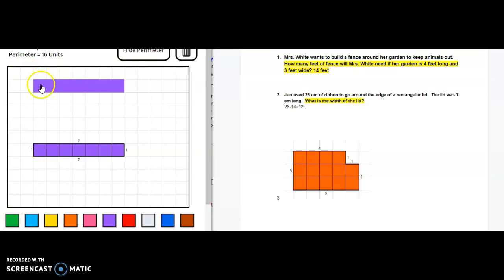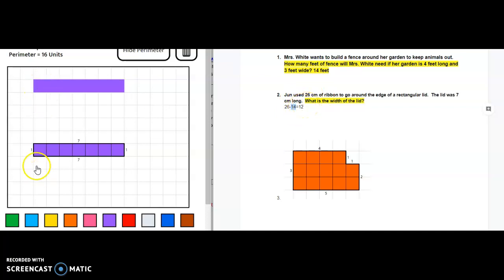Alright, so I went ahead and created the 7 on the outside. Like we talked about, the lid was 7 centimeters long, and as we talked about, it is a rectangle. Well, I know that in a rectangle, opposite sides are congruent, or opposite sides are the same length, okay? So I did the opposite side as well. So I have 7 and 7. Well, I know that 7 and 7 equals 14. Well, if my total is 26 and I've already done 14, that leaves 12 remaining, okay?